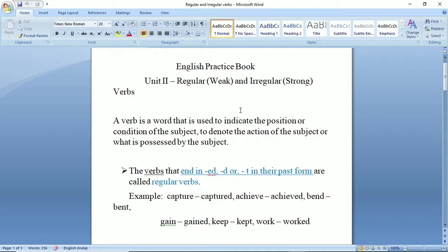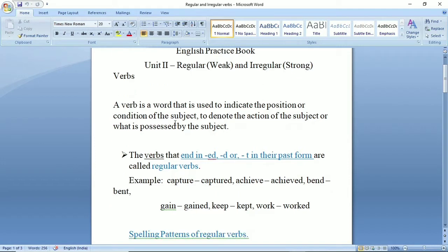Okay, students, today we will start a new topic that is regular and irregular verbs. As you can see, I have written in brackets that regular is also called weak verbs and irregular is also called strong verbs, right? So let's see.